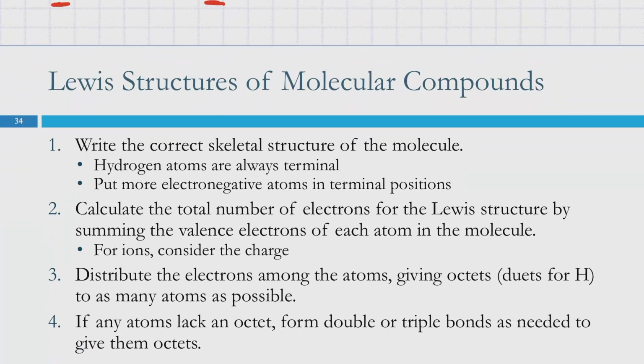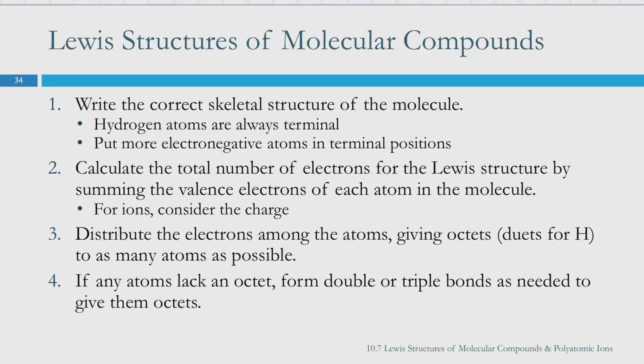All right, here are those steps that I was alluding to earlier. Here's how we put together Lewis structures. Our first step, we want to get the correct skeletal structure. How are the atoms arranged relative to their neighbors? So we're going to lay out the atoms. Hydrogen atoms are always terminal because they only form one bond. And they only form one bond because they only need a duet. One bond, two electrons, has a duet.